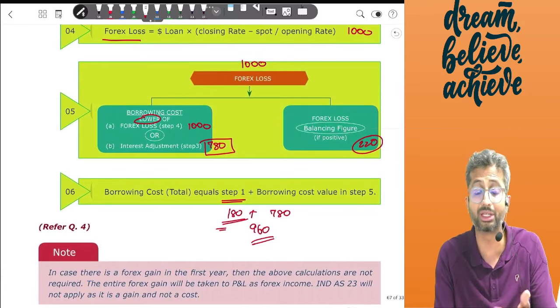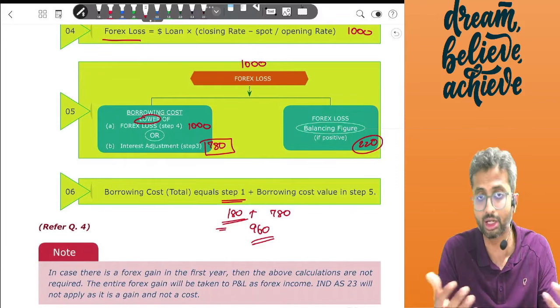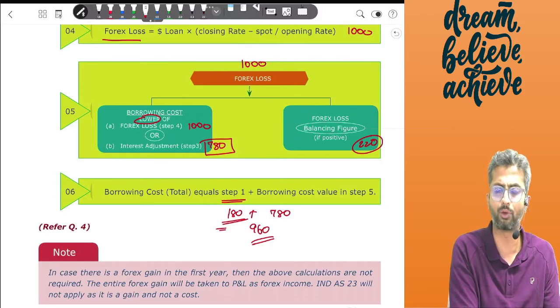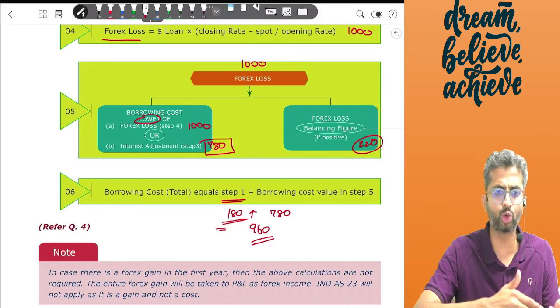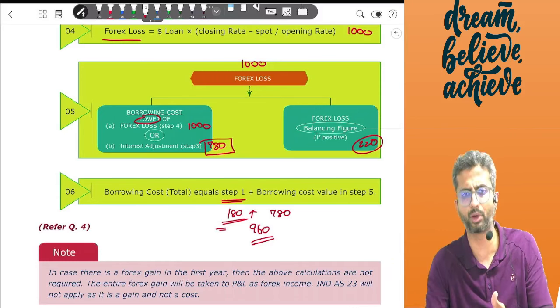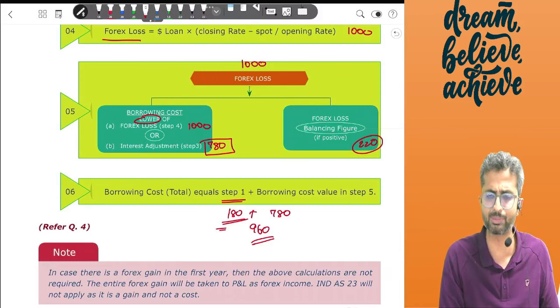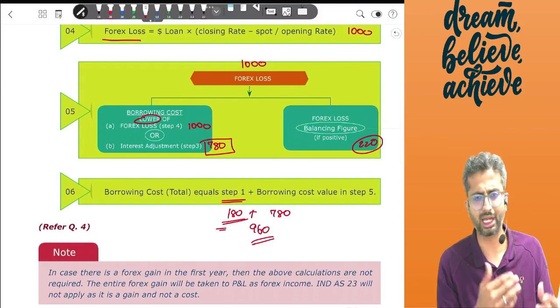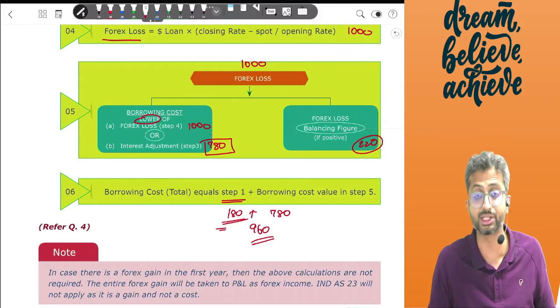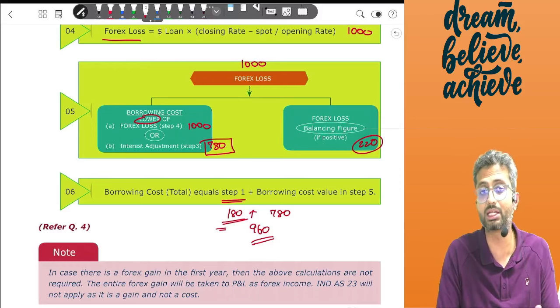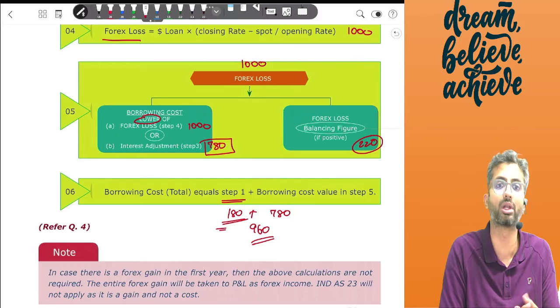There is some additional working as well, that is, what will happen in the subsequent year. For example, if initially there was a forex loss, 80 to 90, and then further in the next year it goes from 90 to 95, there is a further foreign exchange loss, you will follow the same steps. That is, calculate interest, then notional interest, interest saving, exchange differences, everything same. However, what happens if in the next year there is actually a subsequent foreign exchange gain?